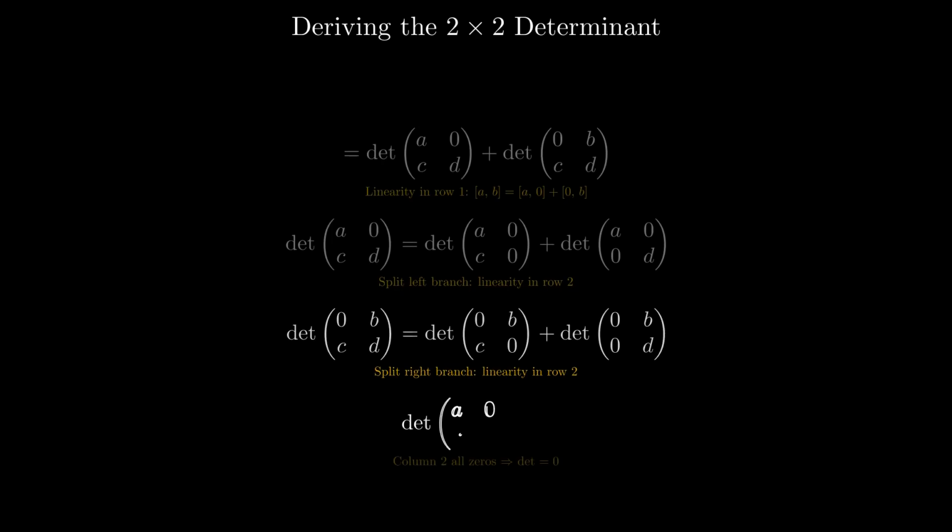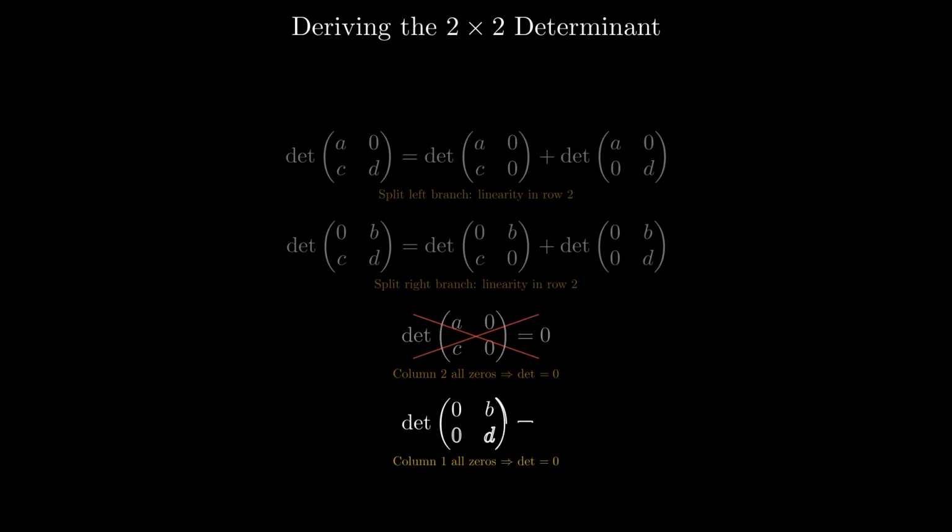Now the matrix with rows (A, 0) and (C, 0) has its entire second column all zeros, so its determinant is 0. The matrix with rows (0, B) and (0, D) has its entire first column all zeros, so its determinant is also 0. Both of these die. 2 matrices survive.